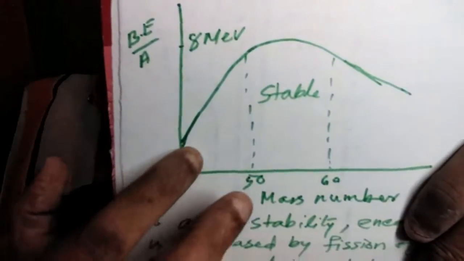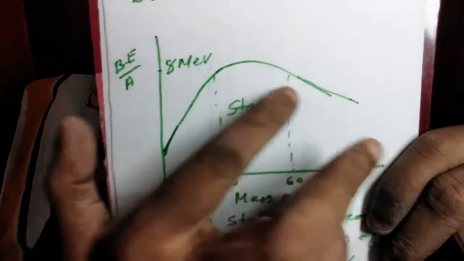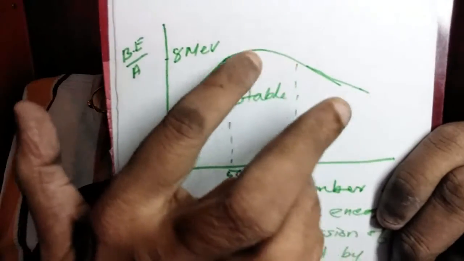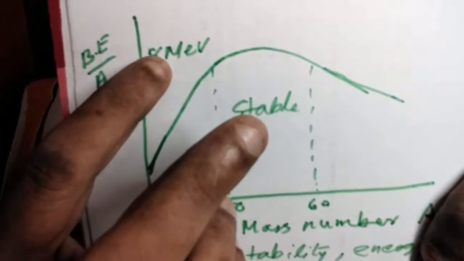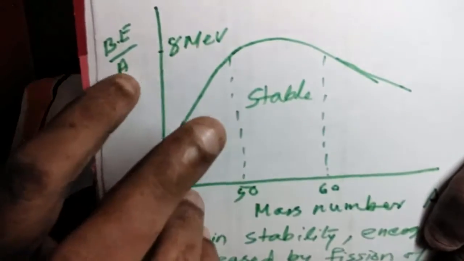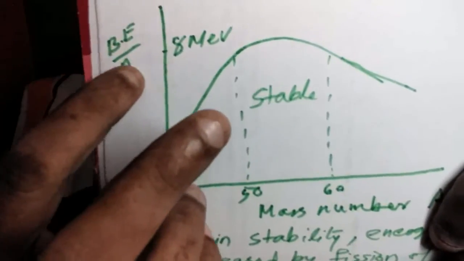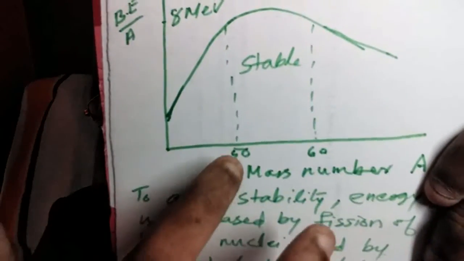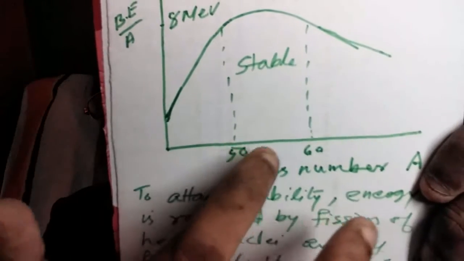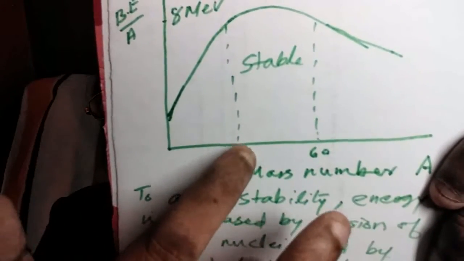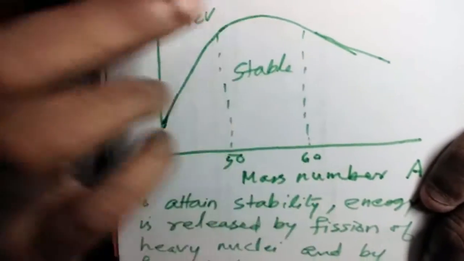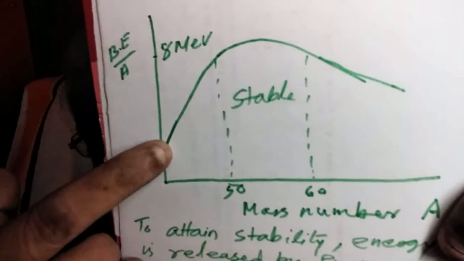Now the graph is like this. There is a peak, and this peak means high binding energy, of the order of 8 million electron volt per nucleon, because this is binding energy by mass number. The peak values occur in between the mass numbers 50 and 60. So elements or atoms in this range are more stable. Light elements and heavy elements are less stable.